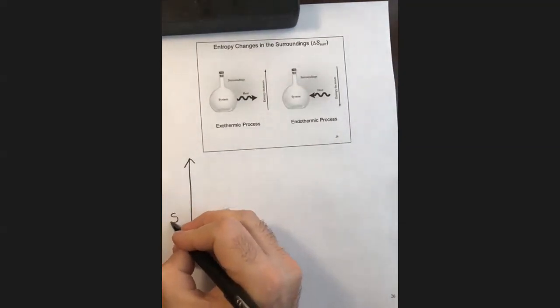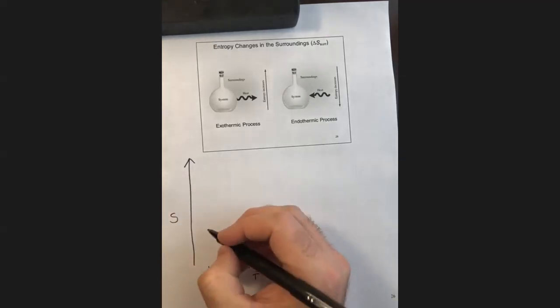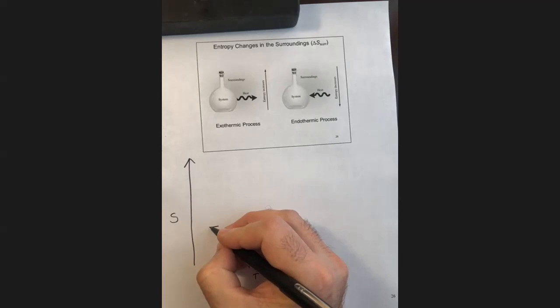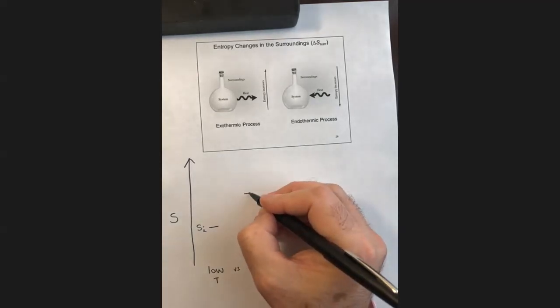So this is entropy. Okay, let's consider the exothermic reaction. Remember, we're going to compare low temperature versus high temperature. And we're going to consider, well, what is the entropy of the surroundings, right? So at low temperature, the surroundings, let's say they have an entropy that's kind of in here. Let's call this S_i. But at high temperature, the surroundings should have a higher entropy, right?